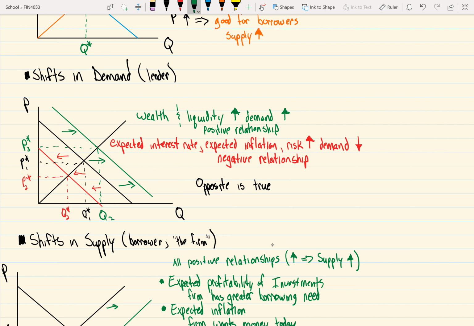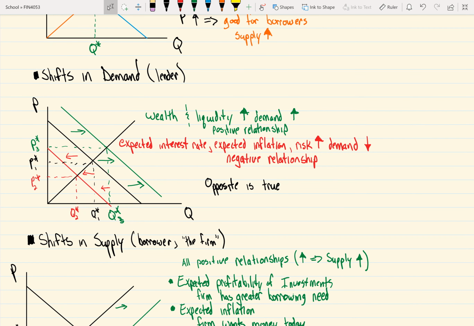Again, all things else being equal, this results in a higher equilibrium quantity and a higher equilibrium price. And the opposite of that: expected interest rate, expected inflation, and risk, if those go up, then demand goes down. It's a negative relationship. So obviously the opposite of all of these things is true. If all those things go up, then demand goes down, and if they go down, then demand goes up.